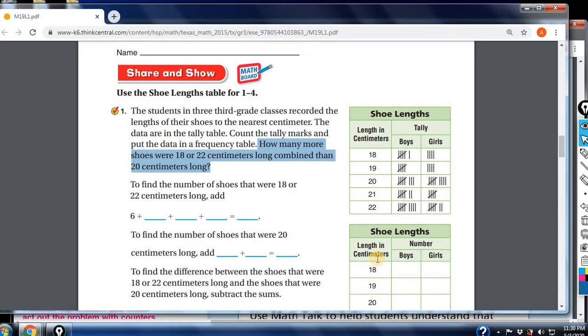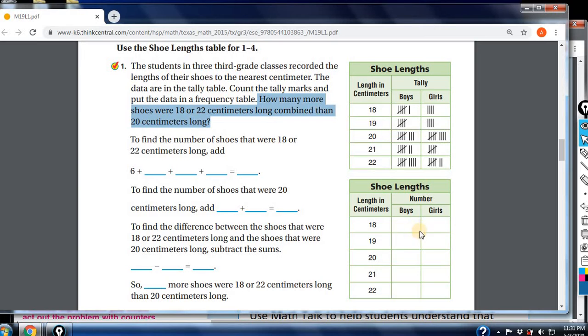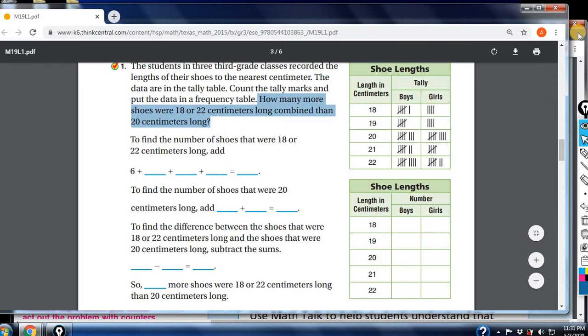So again, boys, length at 18 centimeters was what? 5. Fill out your frequency table first. Once you fill out your frequency table here, you just count them, 5, 6 for boys here. How many for girls here? 4. Okay. And then we're going to use this to figure out how to answer this question. And it's going to look like this.